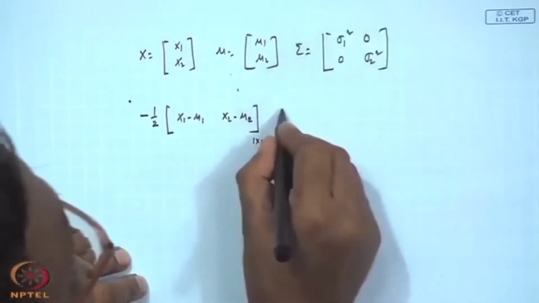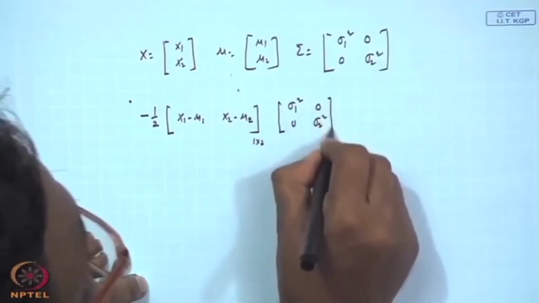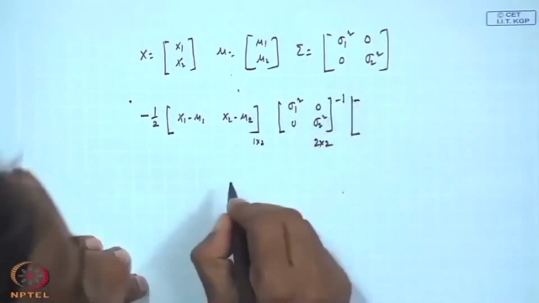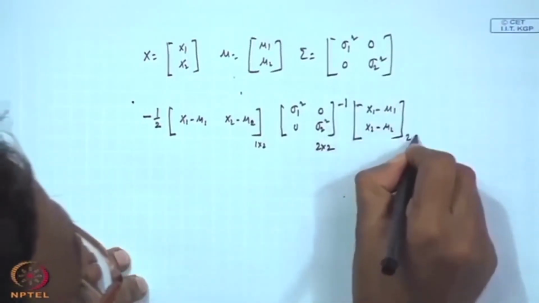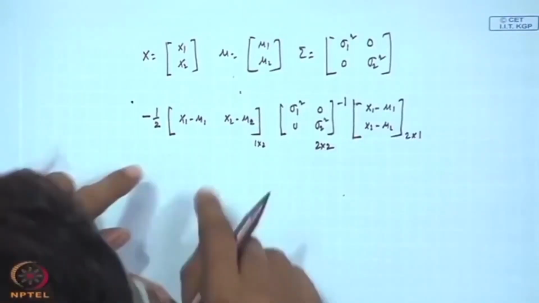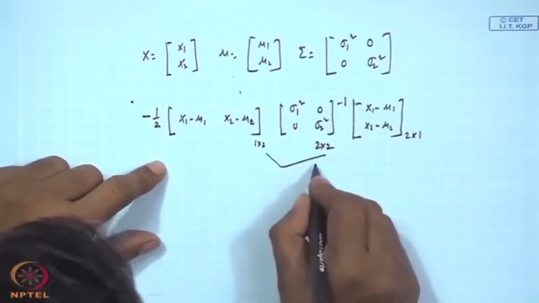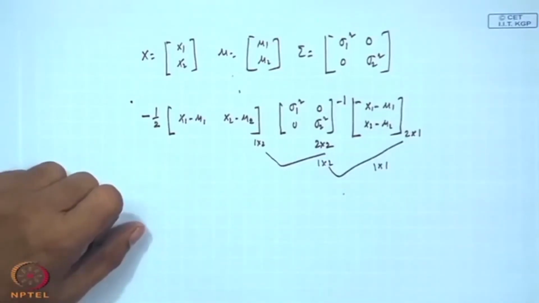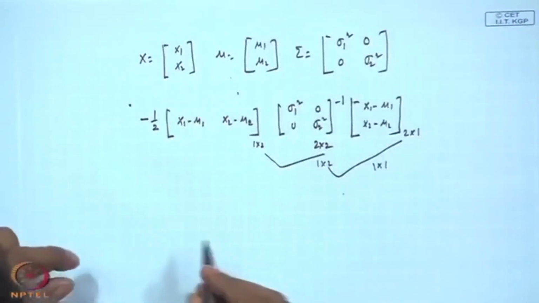Now, what do you want? Sigma 1 square, 0, 0, sigma 2 square, this inverse, which is 2 cross 2, then x1 minus mu 1, x2 minus mu 2, which is 2 cross 1. So what is the resultant quantity? 1 cross 2, 2 cross 2, 2 cross 1 gives a 1 cross 1. It is a density, exponential to the power of this constant value; you will get some value and the density will be calculated. Now, what is the inverse?